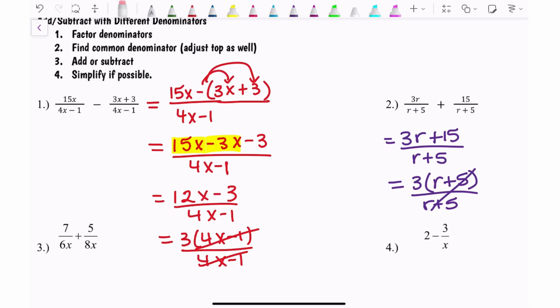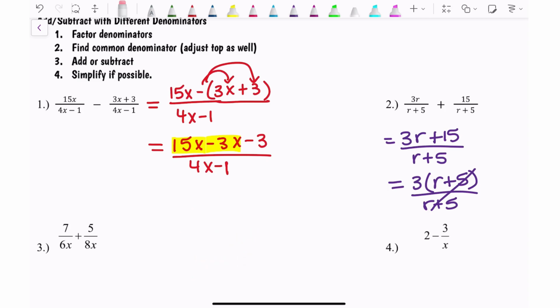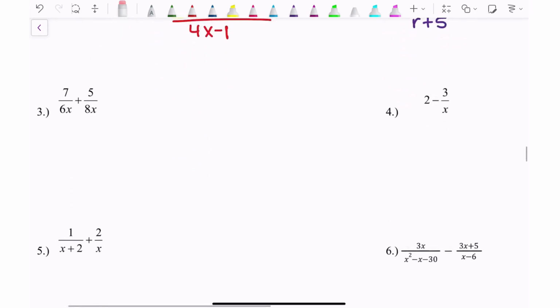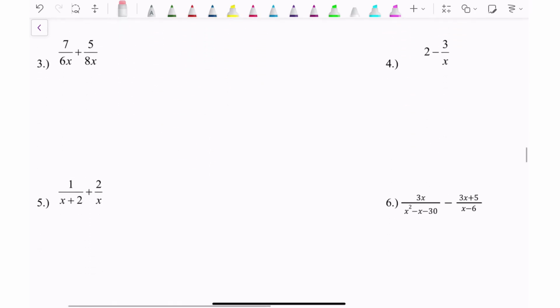All right, so let me clear some of this up so it's not in the way. All right, number 3 here, we do not have a common denominator. Now, they do both have an x, so we've got that covered, but we need their coefficient to be the same. So I'm going to start thinking about multiples of 8. So 8 times 2 is 16, but 6 doesn't go into that. 8 times 3 is 24, and 6 does go into 24.